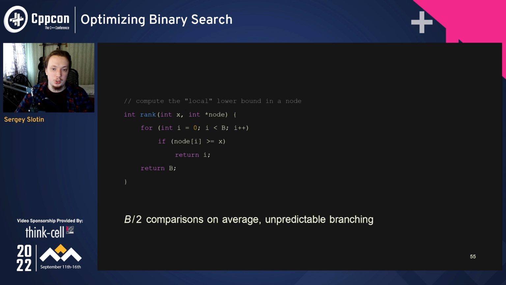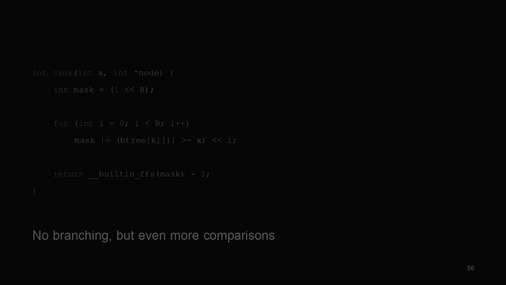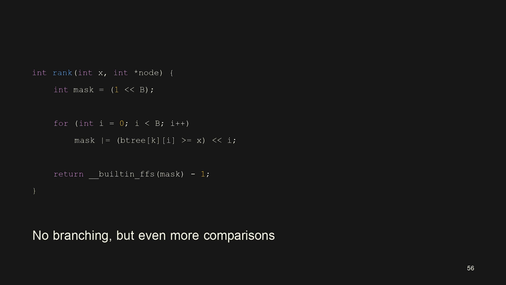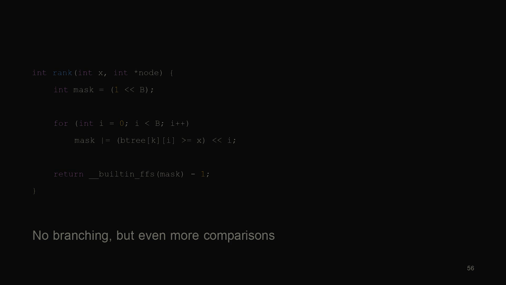Assuming that all keys and queries are random, this approach takes about b/2 comparisons on average. Also, there will probably be one branch misprediction because the processor can't tell in advance which of these elements will be the first match and on which iteration we will exit the loop. To get rid of the branch misprediction, we can instead calculate a mask containing ones for all keys of the node that are greater or equal to the search key. Then we can call the already familiar find first set intrinsic on this mask, which will give us the position of the lowest set bit, which is the same as the index of the element that is greater or equal. This way we can get rid of all the branching.